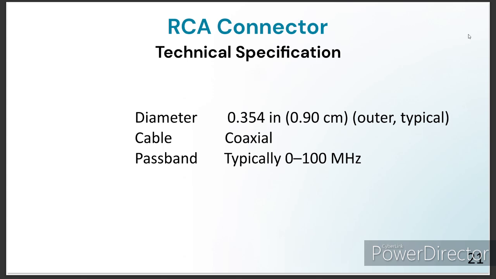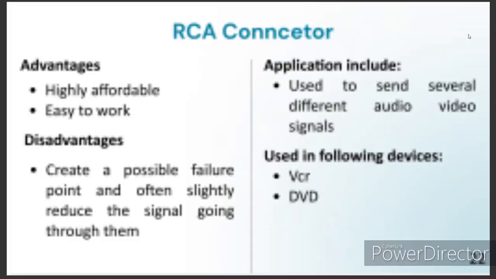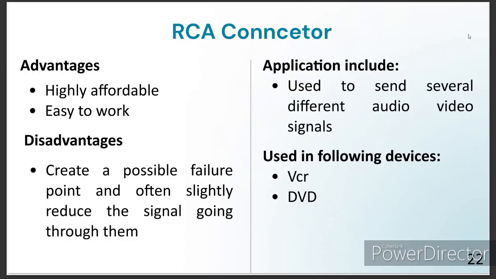These are the technical specifications of an RCA connector. Diameter 0.354 inches. Cable coaxial. Advantages: highly affordable, easy to work. Disadvantages: create a possible failure point and often slightly reduce the signal going through them. Applications include used to send several different audio video signals. Used in the following devices: VCR, DVD.